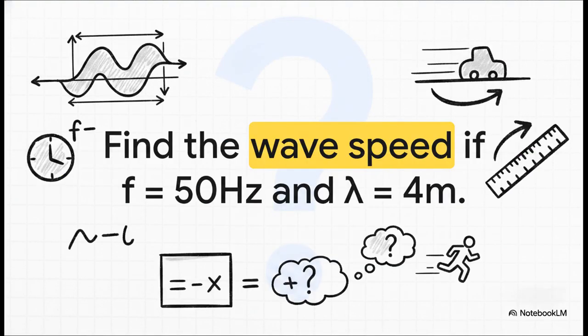All right, let's transform this from passive viewing into some active problem solving. Here is a super standard exam calculation question. A wave has a frequency of 50 hertz and a wavelength of 4 meters. Find its speed. Take a second. Think about exactly how you would set up your page to solve this to get maximum marks.